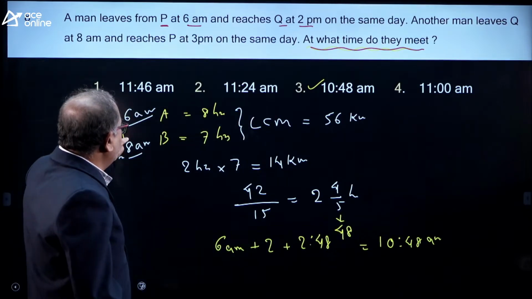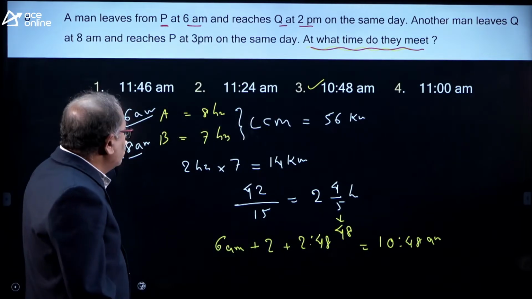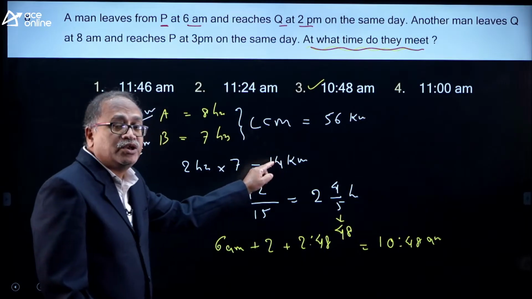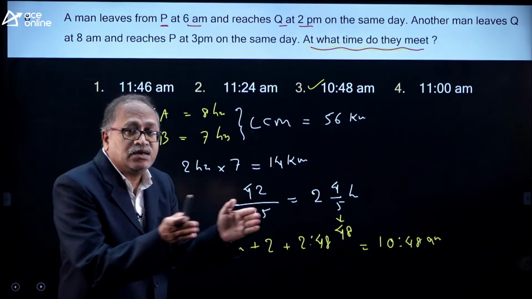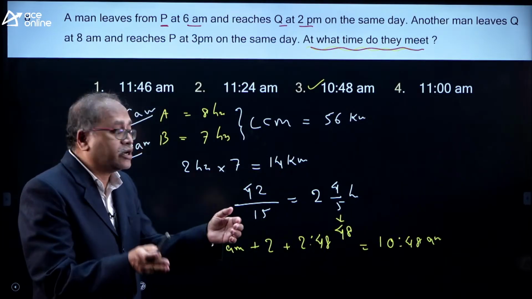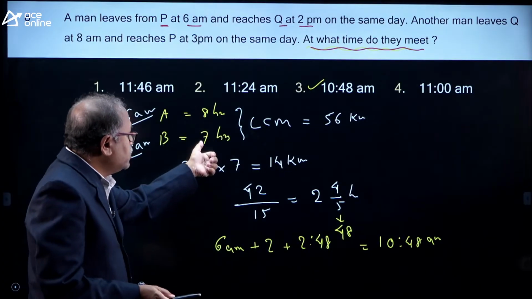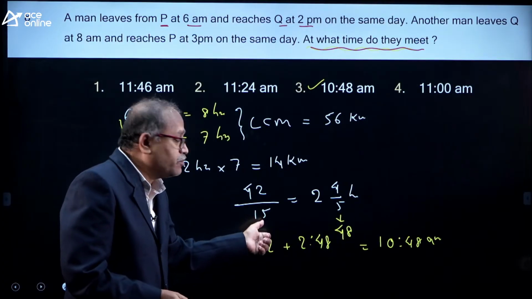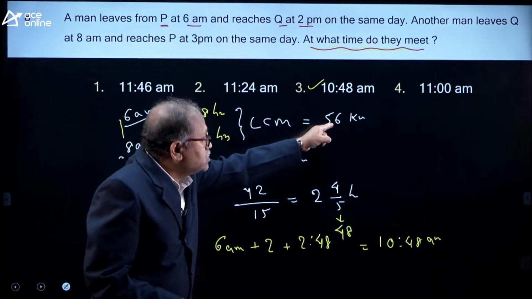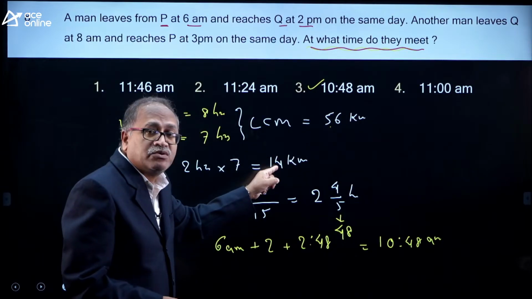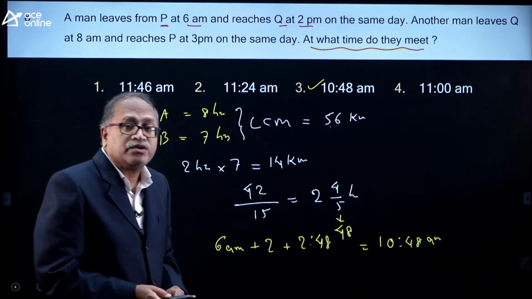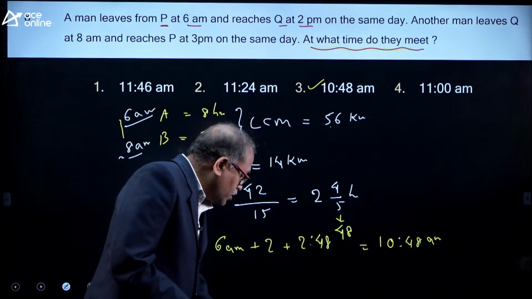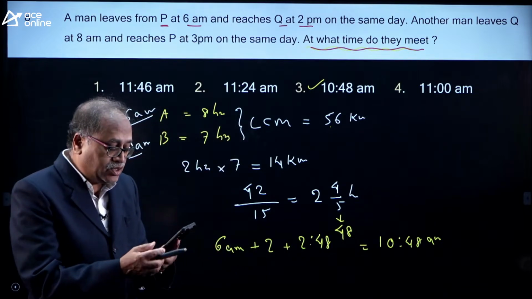Here A alone was running for 2 hours, that is 14 kilometer, and after that there is a relative speed, both started moving at 8 o'clock. So, the relative speed is 15 kilometer per hour, and the remaining distance is the total distance minus the distance covered by A alone, that is 42. Okay. Hope my friends are understanding this one.